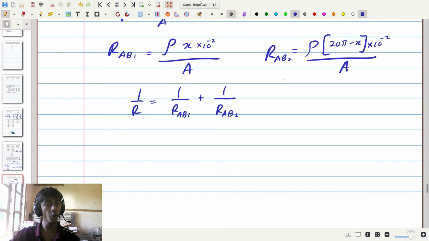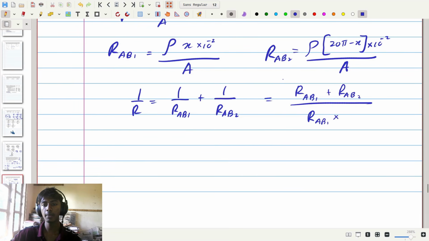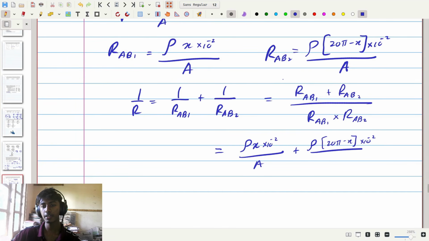Now taking these under a common denominator, we can see we'll get R_AB1 plus R_AB2 divided by R_AB1 times R_AB2. Now substituting in, we can see we'll get for R_AB1 rho times x times 10 to the minus 2 divided by a, plus R_AB2, which is rho times 20 pi minus x times 10 to the minus 2 divided by a, divided by these two multiplied together.